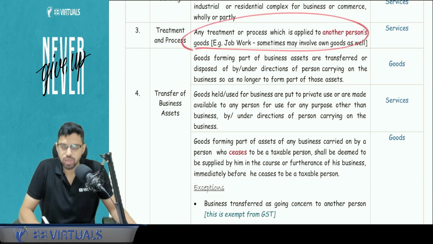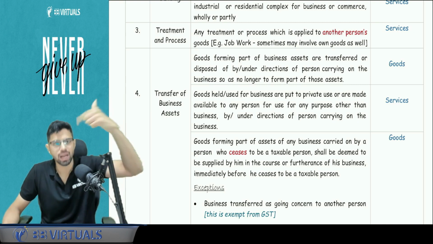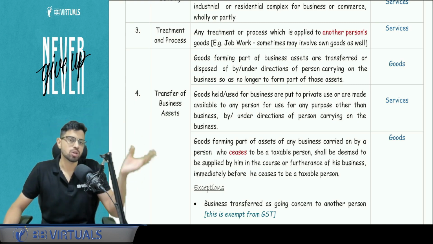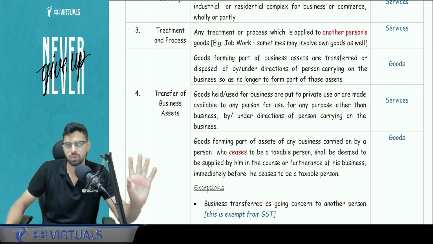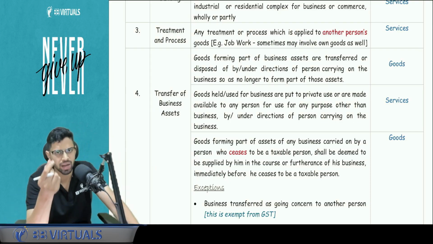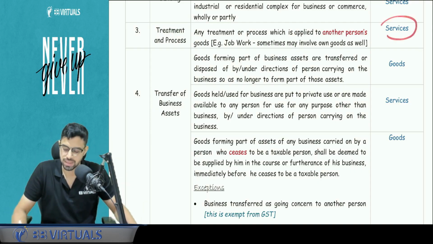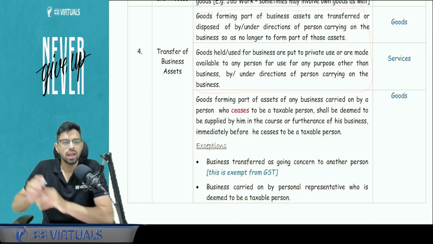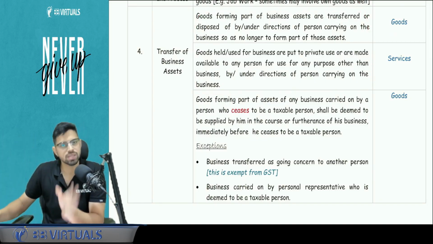Job work. What do you mean by job work? I apply some process to goods owned by you. You are the principal, I am the job worker. You give me the goods, I will apply some treatment on it. It is possible that in that process, I am going to use some of my own goods also. It is possible in job work. Let's say I am using my color, ink, dye, whatever it is. But at the end, the inherent nature of job work is services. Next, transfer of business assets. Now let's say I'm closing my business and I'm transferring the business asset. What is it? Goods or services? Goods.